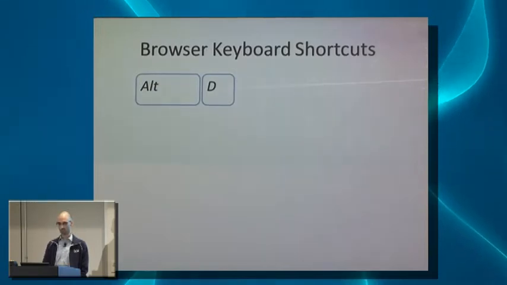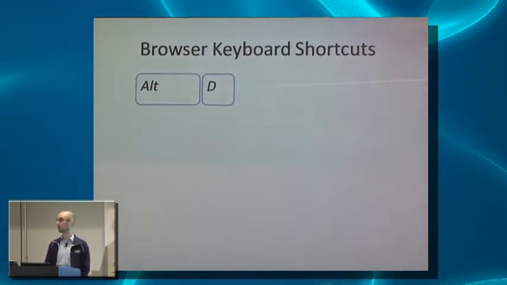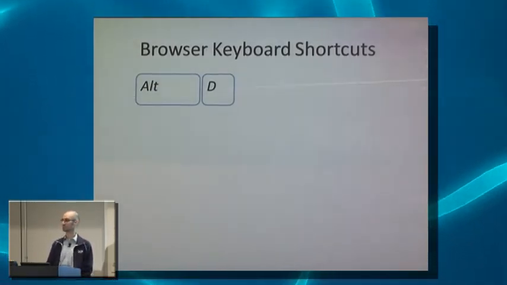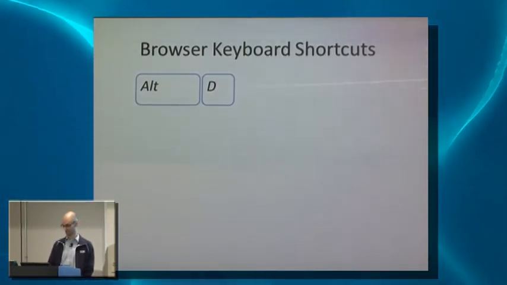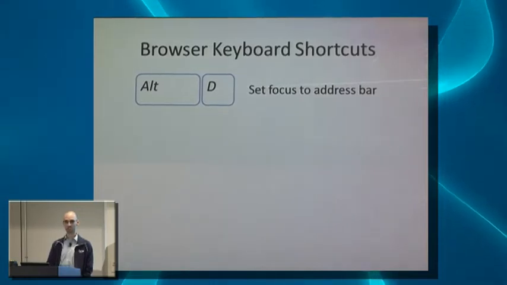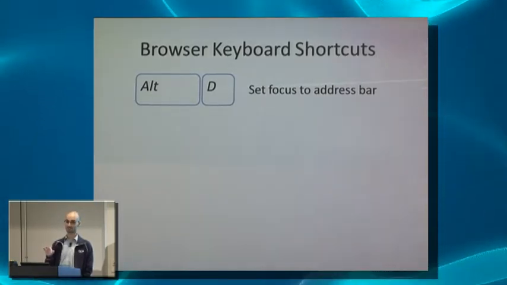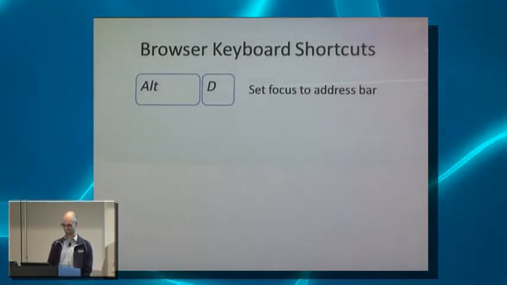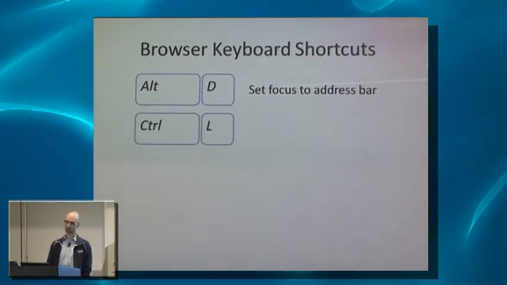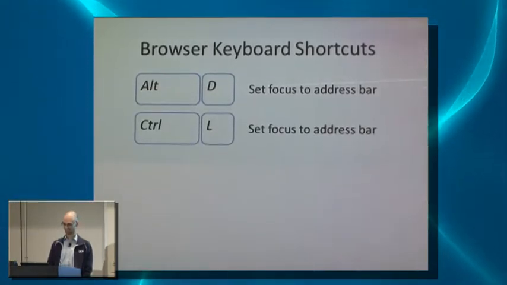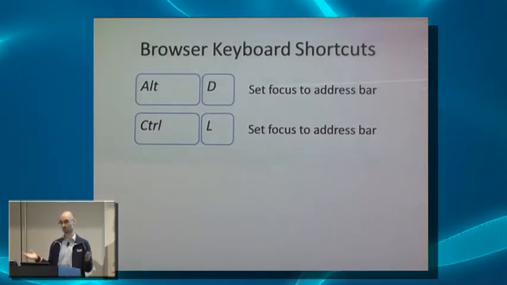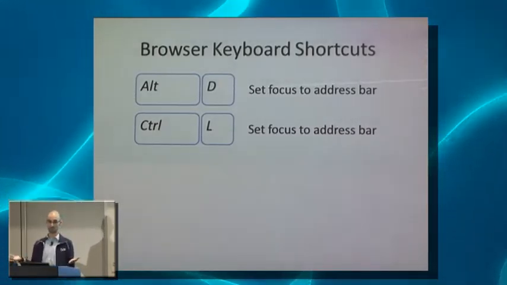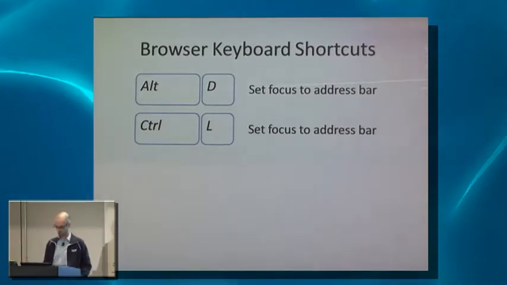How about this? Not bookmark. Oh, stumped you. What is it? Location bar. Yeah. Set focus to the address bar. A is for address. Oh, Control L? Yeah, we'll throw that in there too. Does the exact same thing. Why? Probably because at one point one browser did one thing and one browser did the other, and then they all just said, we'll just do it.